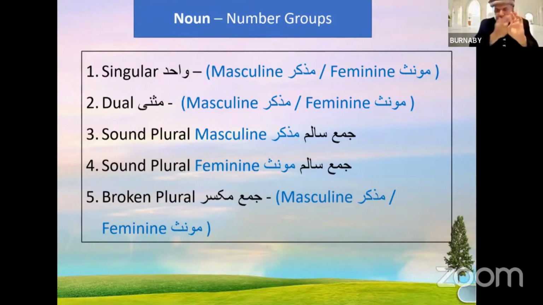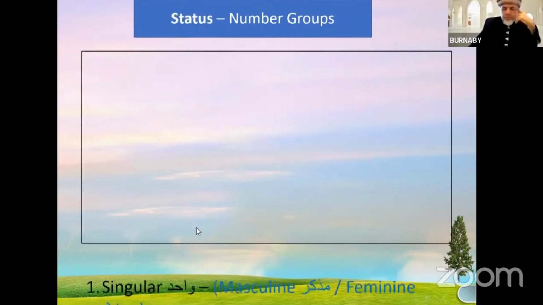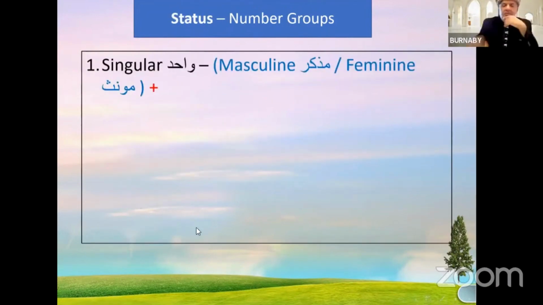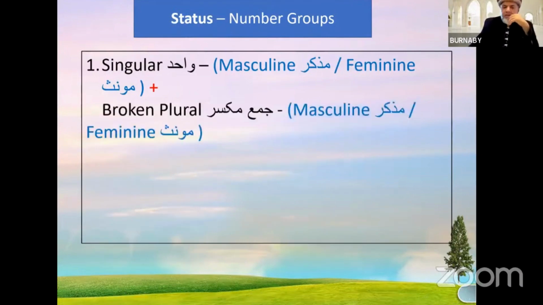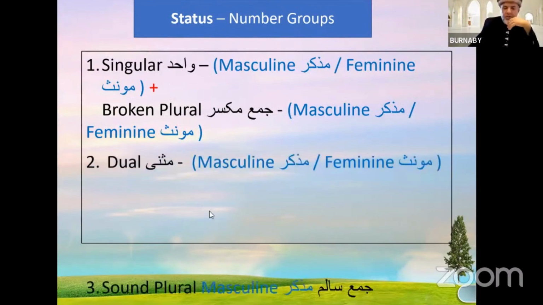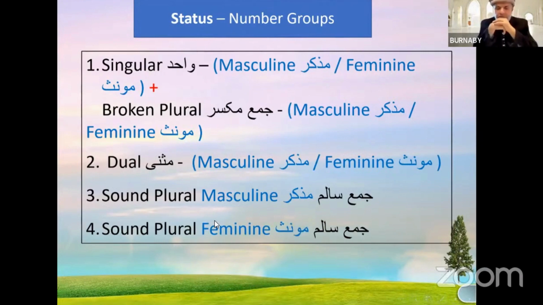So to make it easy for you in today's lesson, how to find the status of the singular and the broken plural, I'm going to combine them. What am I going to do? I'm going to combine the singular wahid, mudhakkar, muannas and jama mukassar, mudhakkar and muannas. So out of the 5 groups, how many groups are left now? 4. So what did I do? I joined group number 5 into 1. Let that sink in.